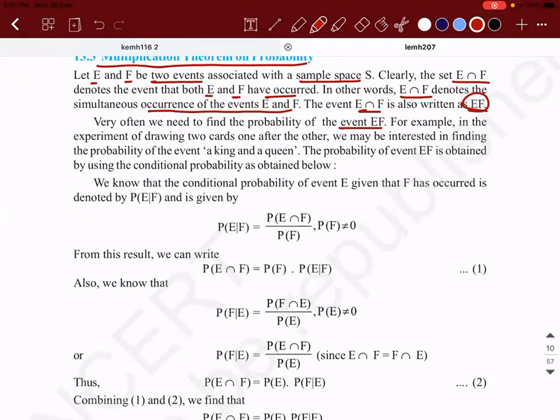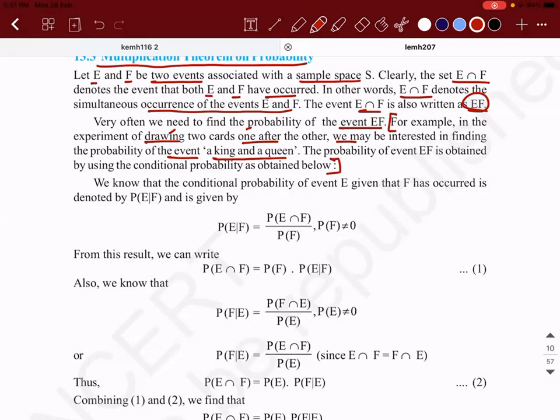Now, very often we need to find the probability of the event EF. For example, in the experiment of drawing two cards, one after the other, we may be interested in finding the probability of the event a king and a queen. The probability of EF is obtained by using the conditional probability as below. Now listen to this carefully. You're not drawing it simultaneously, you're drawing one after the other. It means the first draw I need to get a king, and the second draw I need to get a queen.